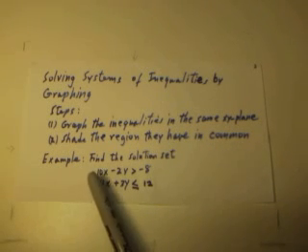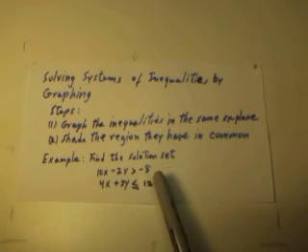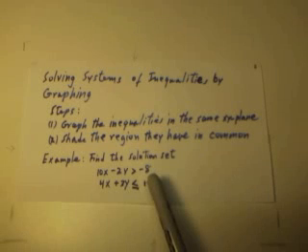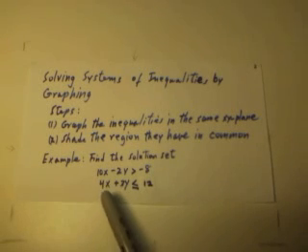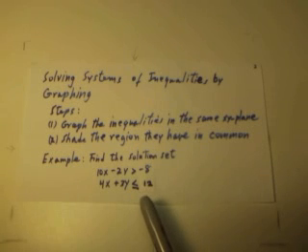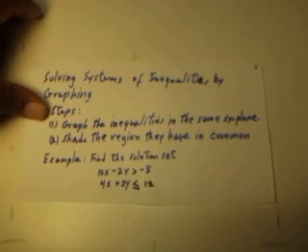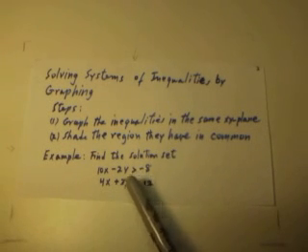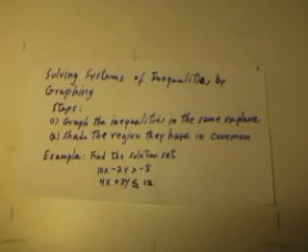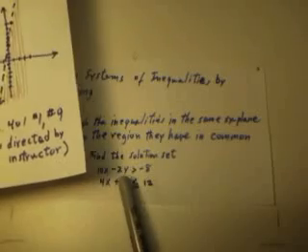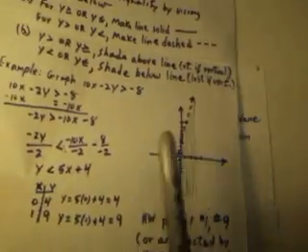Here's an example. Find the solution set for 10x minus 2y is greater than negative 8 and 4x plus 3y is less than or equal to 12. The first equation we've already graphed. This is the first equation: 10x minus 2y is greater than negative 8.